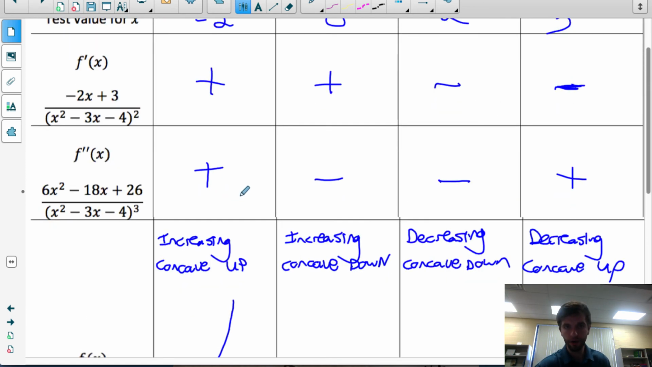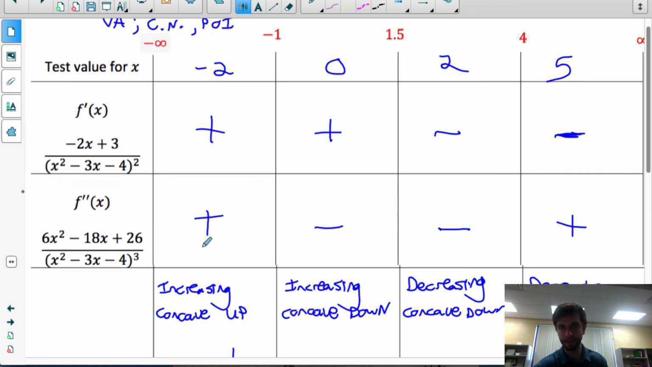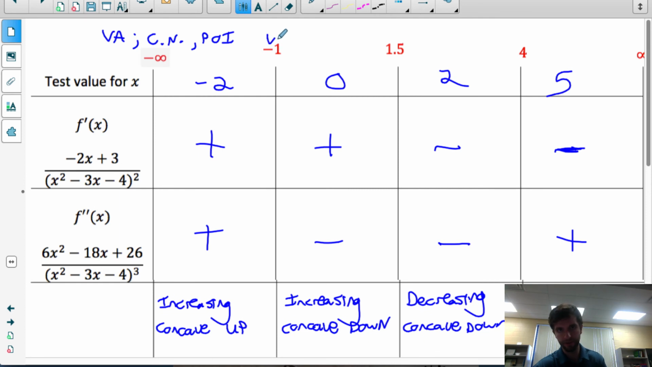And there are no points of inflection, although there are changes in concavity at -1 and 4. I can't call those points of inflection because they're not actually points on the graph. Remember, this is a vertical asymptote, this is a vertical asymptote, so the function doesn't actually exist there. So there are changes in concavity around the vertical asymptotes, but we can't call those points of inflection.